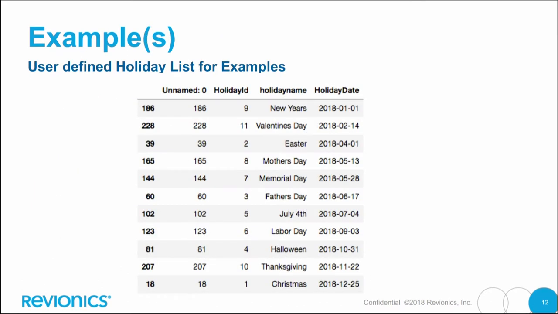OK, so this is an example of a holiday list that is user-defined. It tells you the maximum number of holidays. And the date that they occur on is basically the center of the location prior. So it's the first best guess, before seeing any data, of where the peak occurs. You could ignore all this stuff on the left.